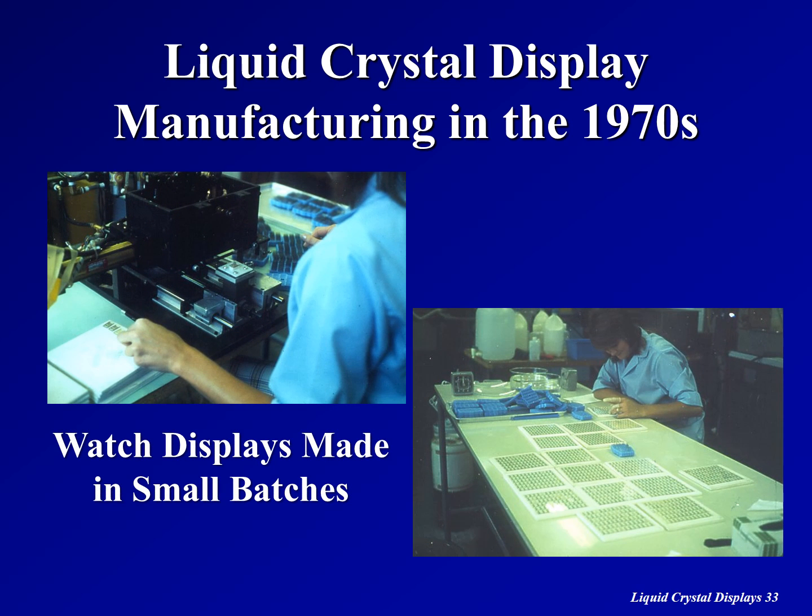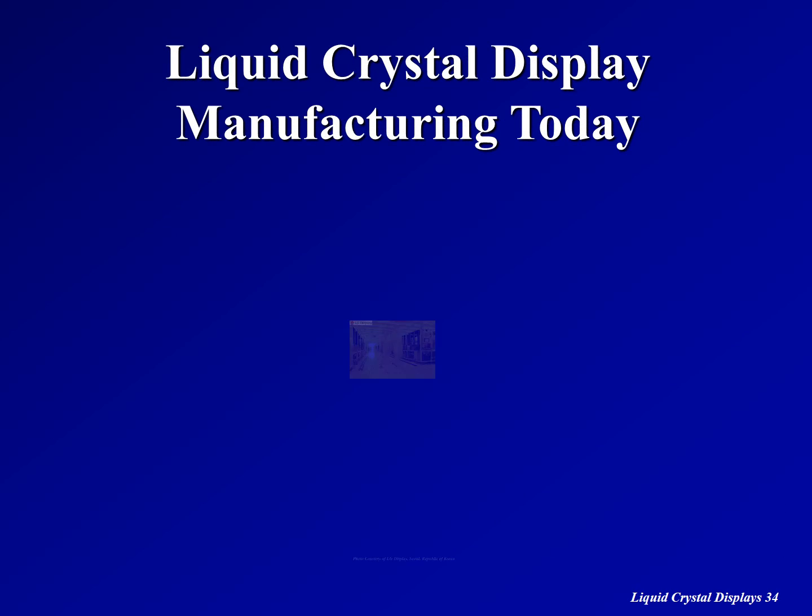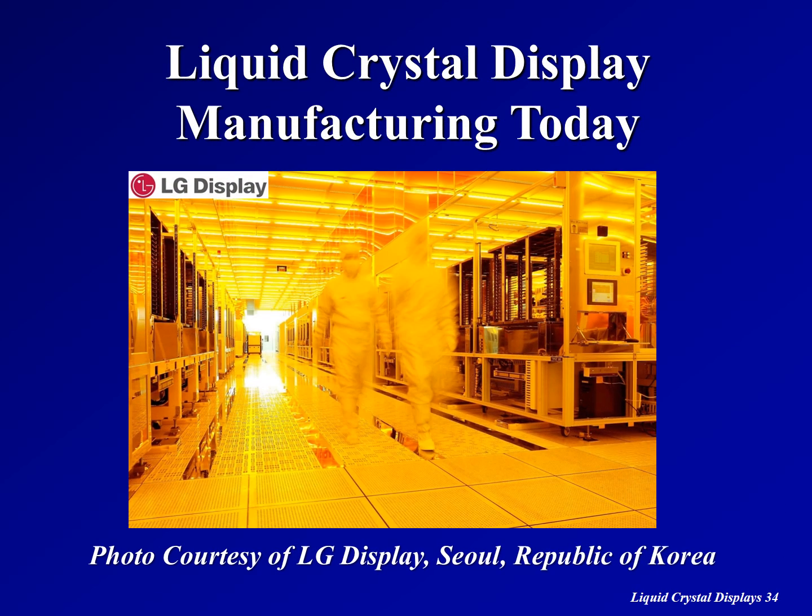Liquid crystal display manufacturing has come a long way since the first products were introduced in the 1970s. These photos from 1974 show LCD watch displays being made in small batches and with a high degree of manual labor. Liquid crystal display manufacturing today is done in highly automated facilities.